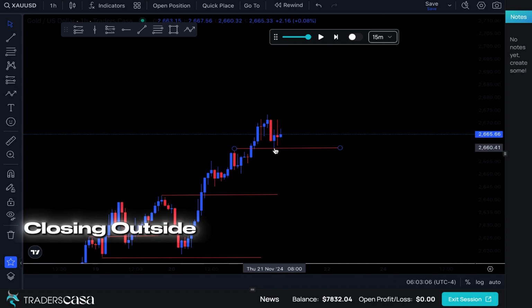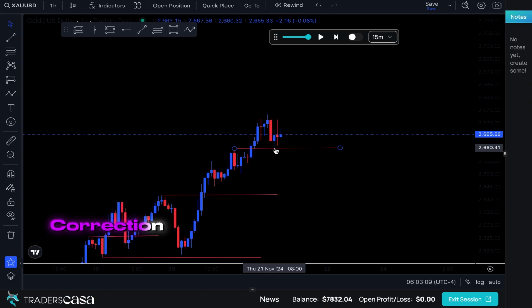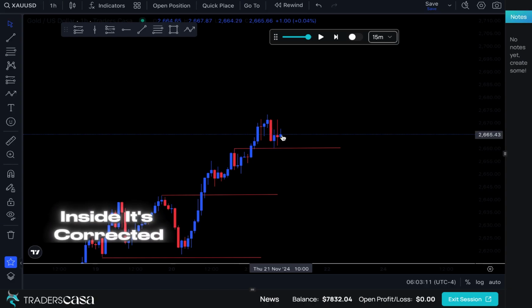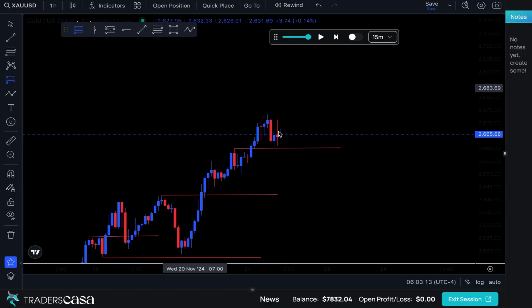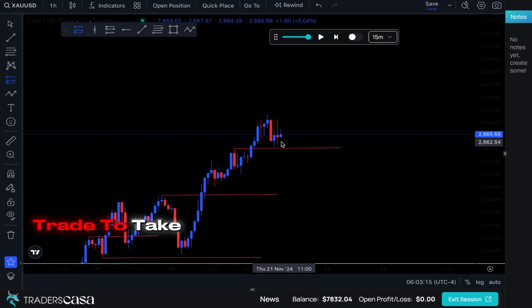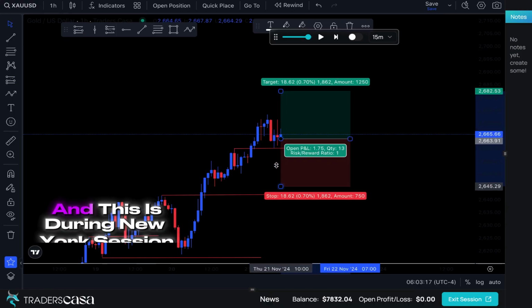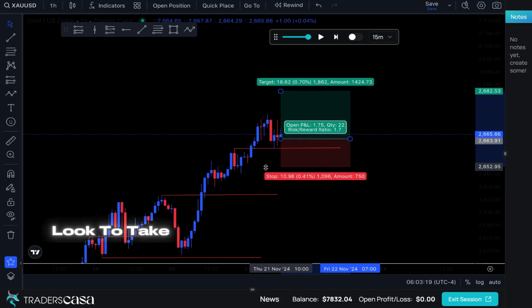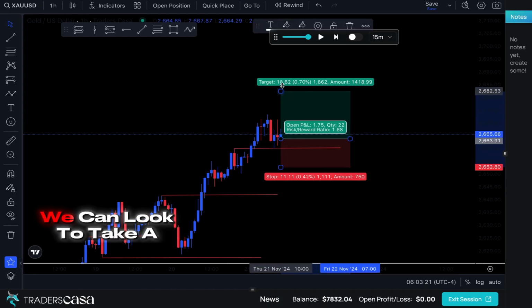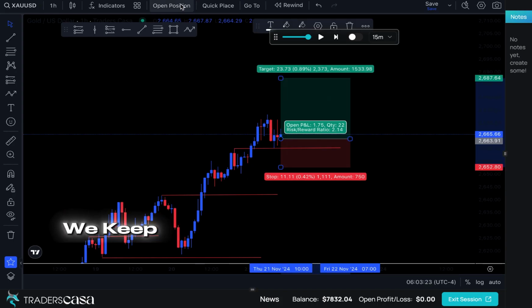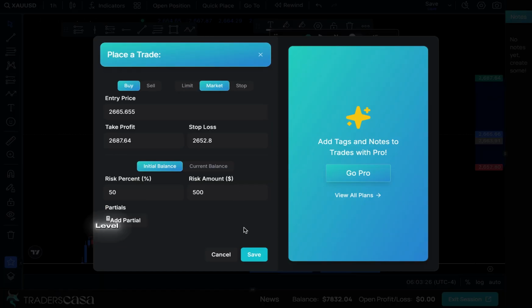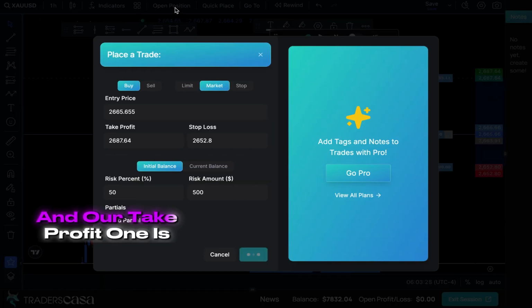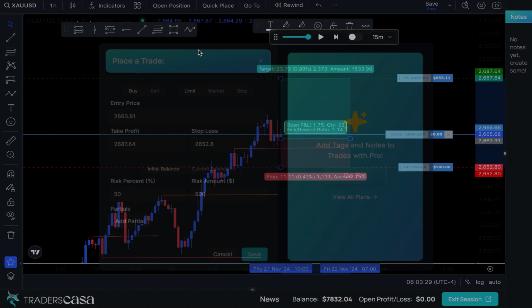Okay, price is closing outside, and if you look at the correction, it didn't come inside. It's corrected right on it. So this is also a valid trade to take when price corrects here. And this is during New York session, so we can look to take a buy from here. We can look to take a buy, and then we keep our stop loss right below this level, and our take profit 1:2.